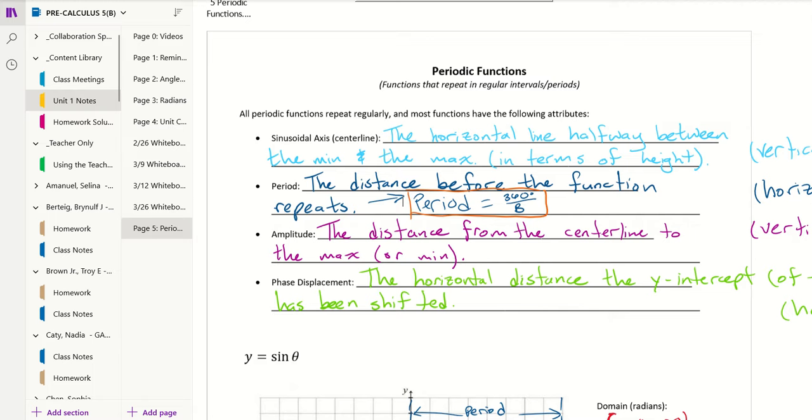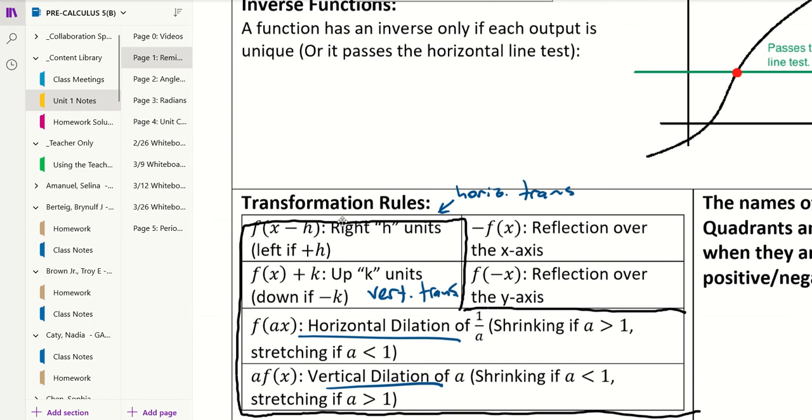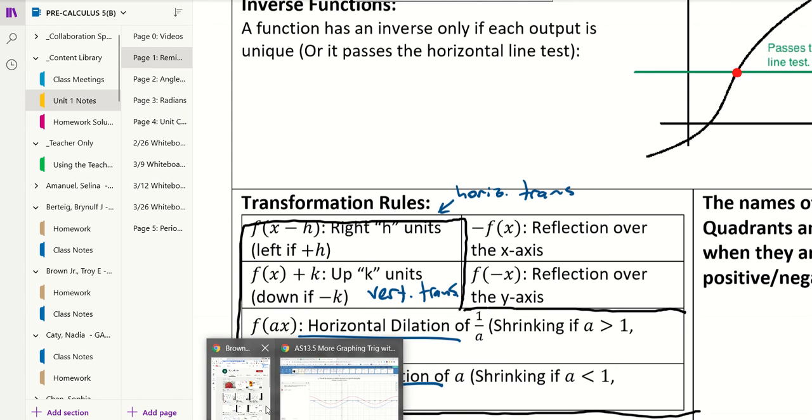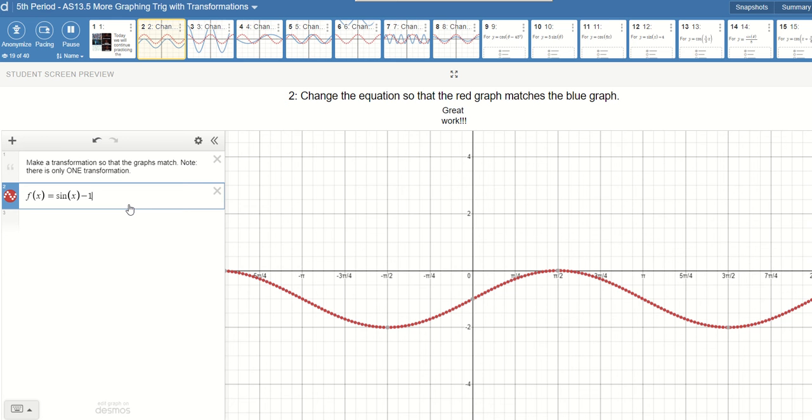So if we look at our transformation notes here, down, right? If it's minus, so f of x, this is up, moving a graph up and down. We're going to add a number after our parent function. So our parent function is sine of x. We're going to add a number to it. So in this case, we're subtracting 1, right? And it's going to go down 1.